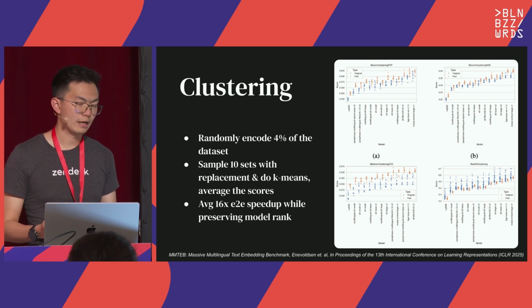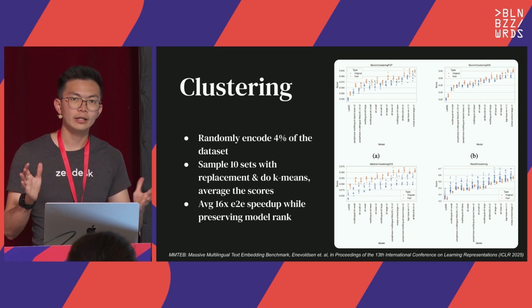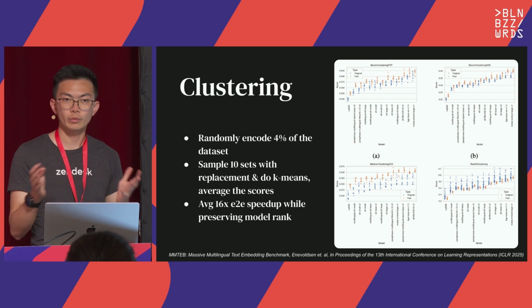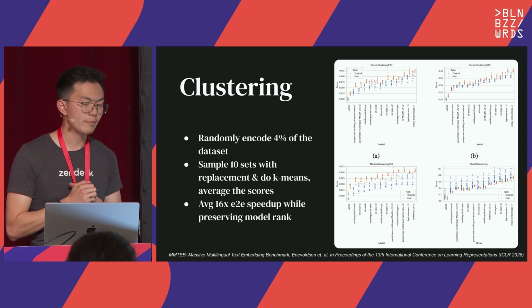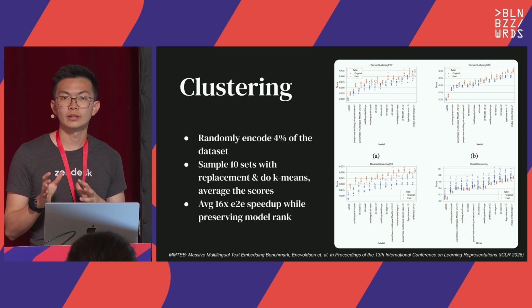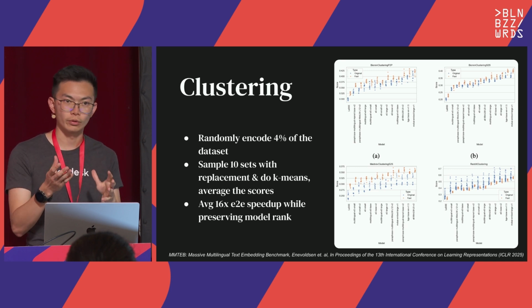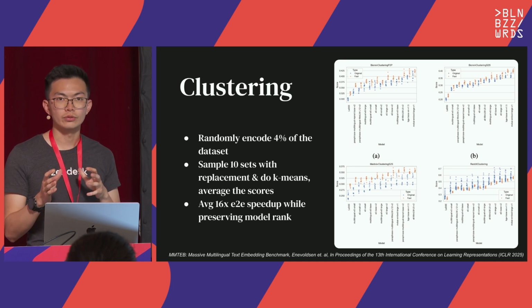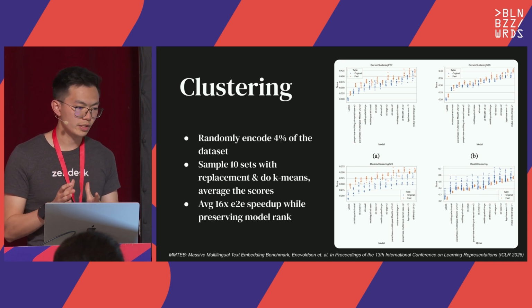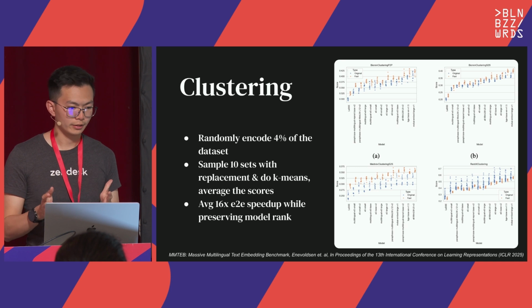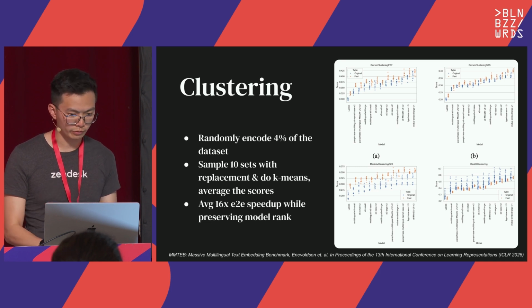For clustering, for example, instead of encoding the entire dataset, we would randomly encode 4%, and then sample 10 sets with replacements, and we do k-means on that. And then we would average the scores and report that instead. And that led to around 16 times end-to-end speedup while preserving model rank. So it sounds pretty good so far.